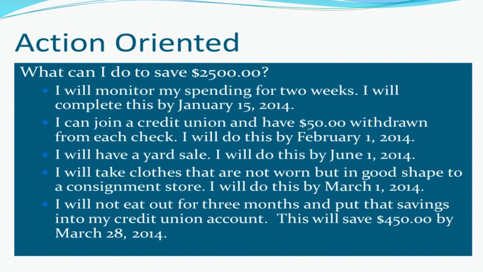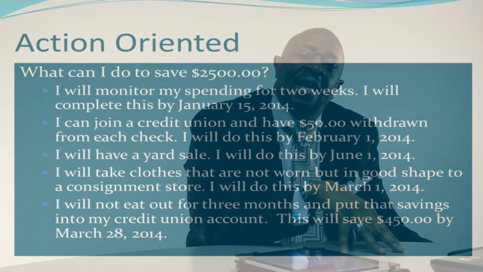I will take clothes that are not worn but in good shape to a consignment store. I will complete that by March the 1st. I will not eat out for 3 months, and I will put all of those savings into my credit union account. I will complete that by March the 28th. Finally, I might say that I will save $450 by doing that.